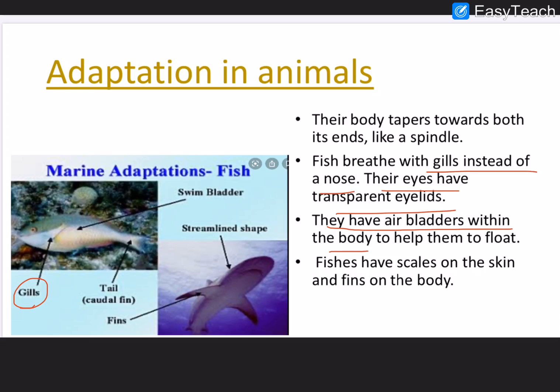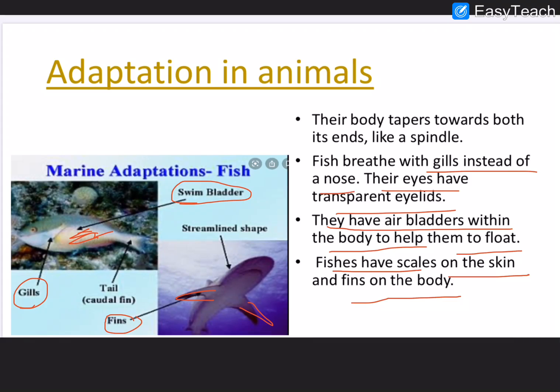They have air bladders within the body to help them to float. So air bladders help them to float in water. Fishes have scales on the skin and fins on the body. You can see scales, and fins on the body of fishes. These are the fins of a fish, and scales are present on the body of the fish. So these all help fishes adapt to live under the water. And also they have air bladders, so they can float under the water.